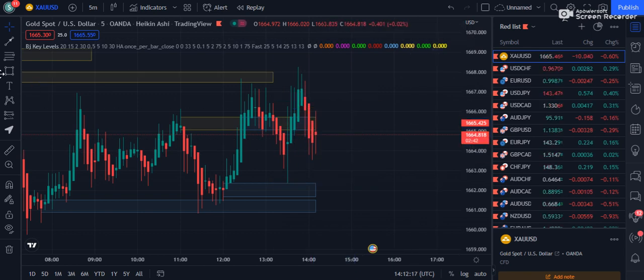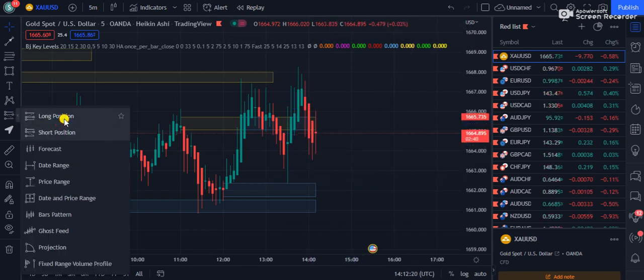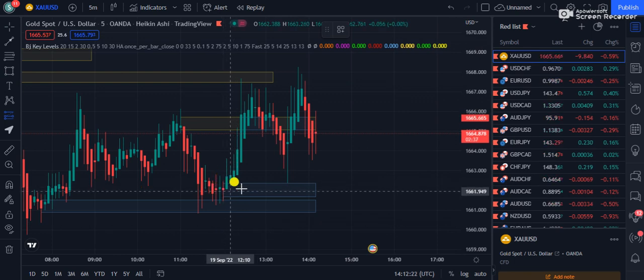Let me give you another example. So for example, if we are going to take a long position, here it's the demand zone.